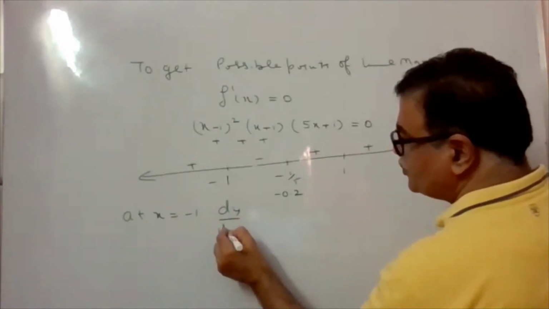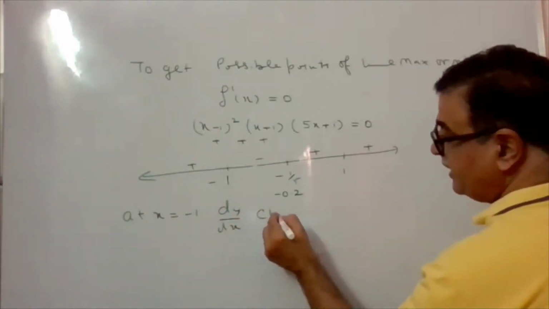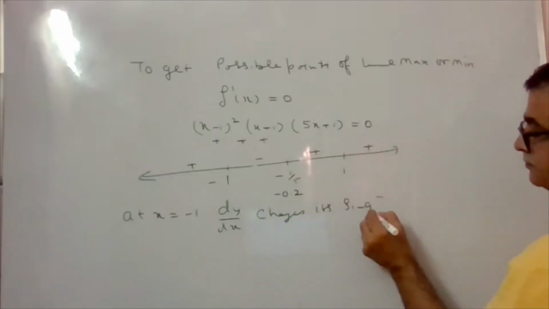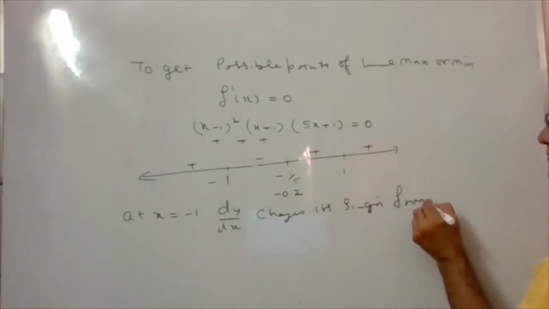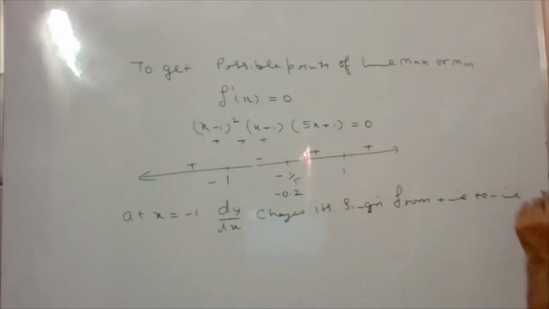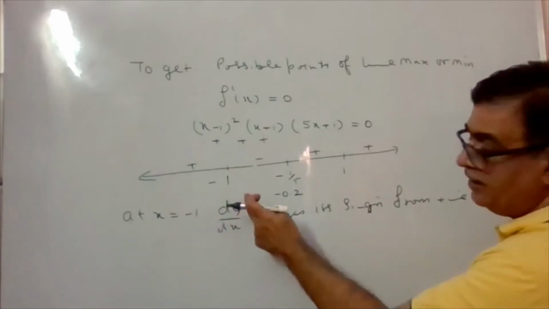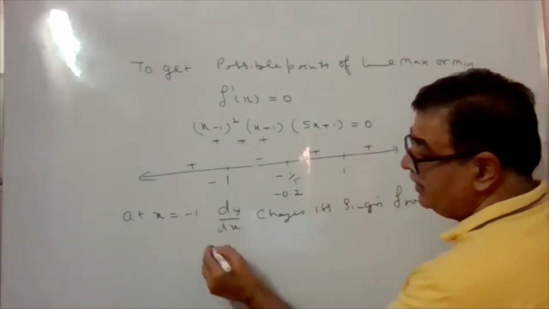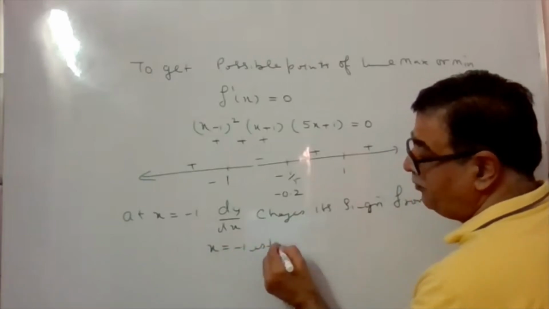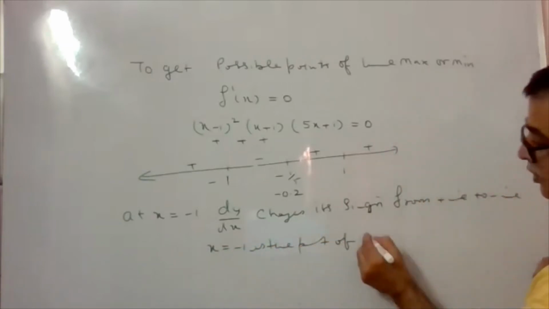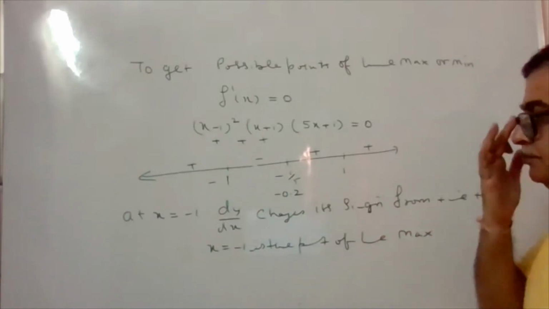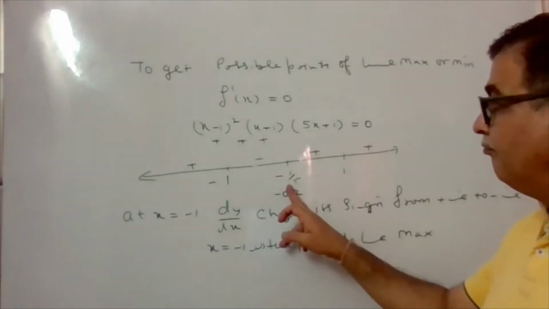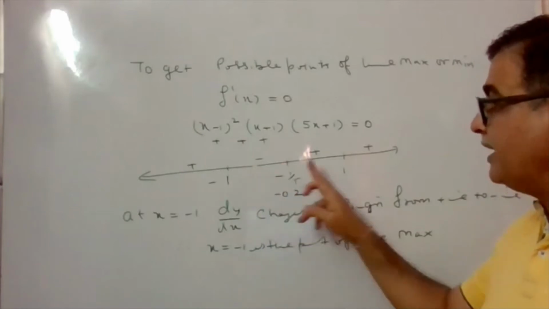dy by dx, or you should say f dash x, changes its sign from positive to negative. At x is equal to minus 1, dy by dx changes its sign from positive to negative. Therefore, x is equal to minus 1 is the point of local maximum. Clear?